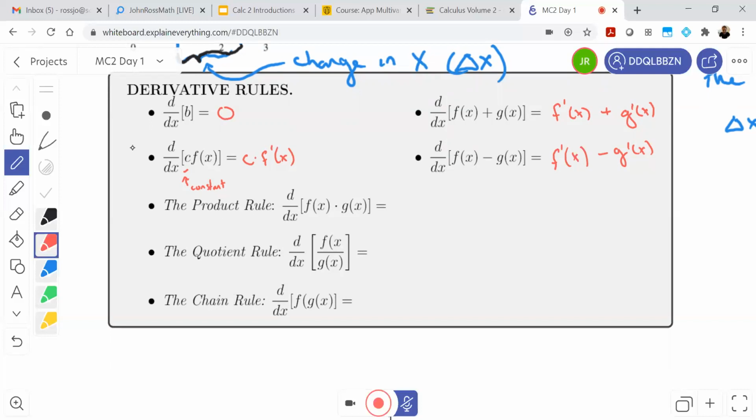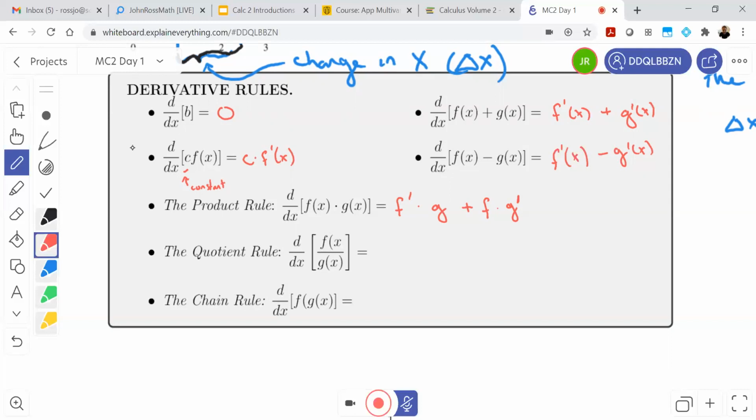But we have the product rule, which tells us how we take the derivative of the product of two functions. So f times g, that's going to be, so the derivative of f times g, we're going to take the derivative of one of these functions times the other, plus, and then we're going to do the same thing with the roles reversed. So f prime times g plus f times g prime, or the derivative of the first times the second plus the derivative of the second times the first.